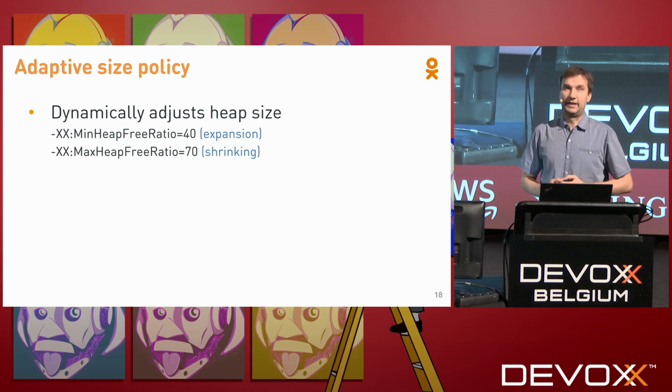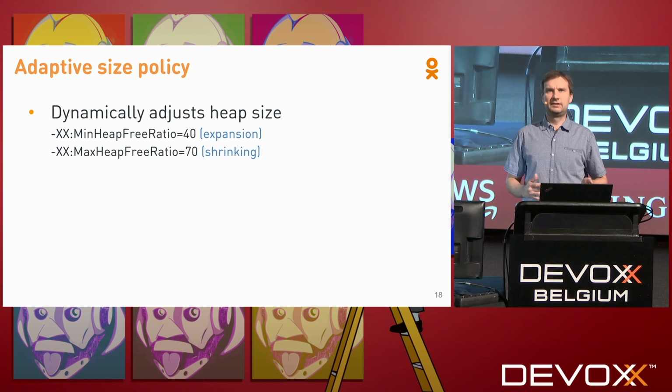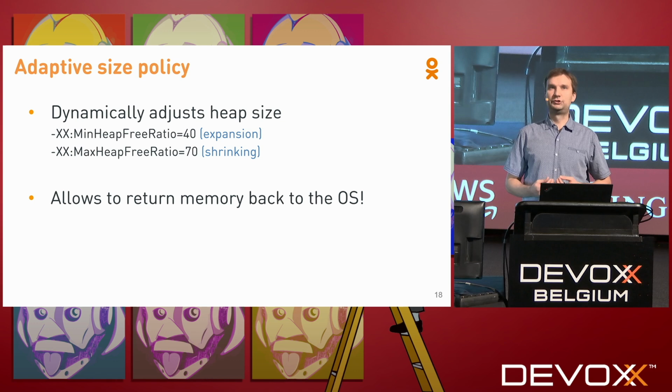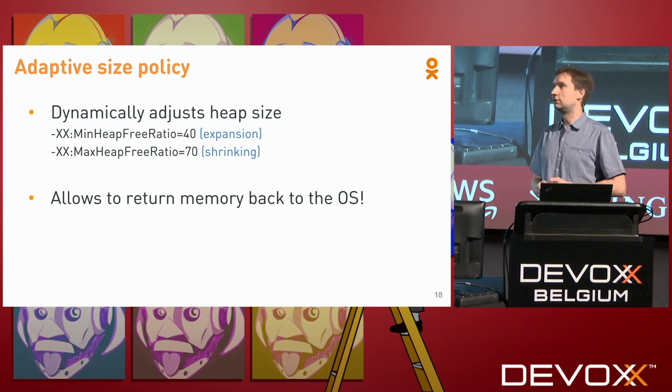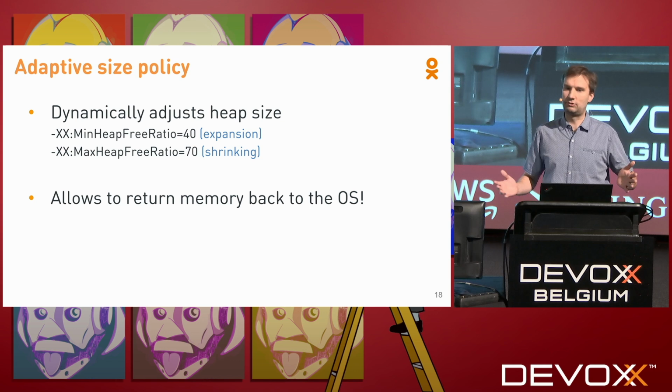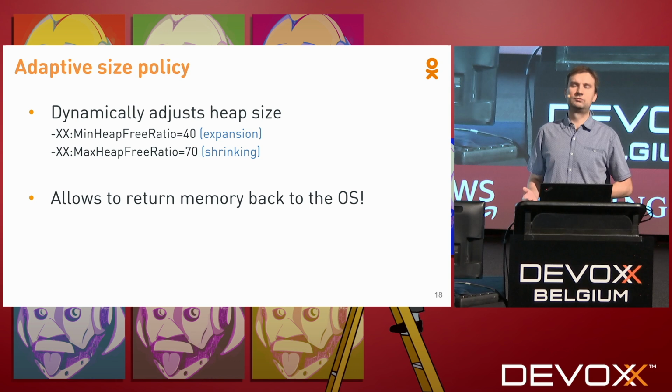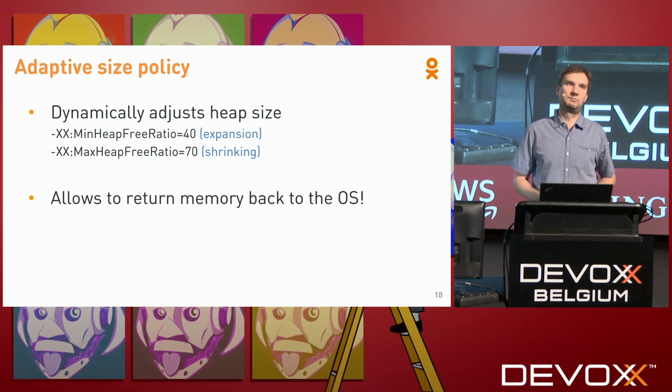Adaptive size policy is turned on by default, and it allows the heap to grow and shrink. There are a couple of options that configure how aggressively the heap grows and shrinks. But anyway, the adaptive size policy can be a useful thing because it allows the JVM to return memory back to the operating system. It can be useful, for example, for desktop applications. For example, when you run an IDE and compile a large project, it's okay that the JVM takes all the available memory. But when the IDE is idle, you'd probably want the JVM to release the memory for other applications on your desktop or laptop.